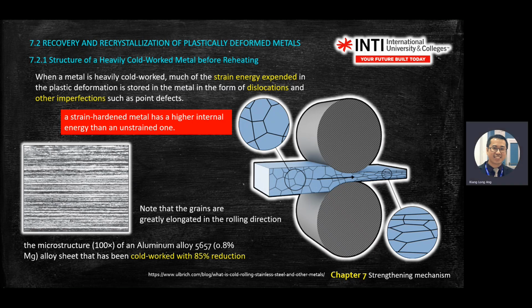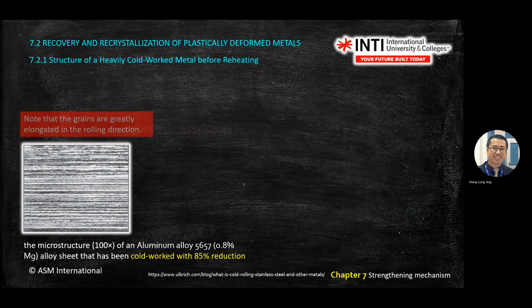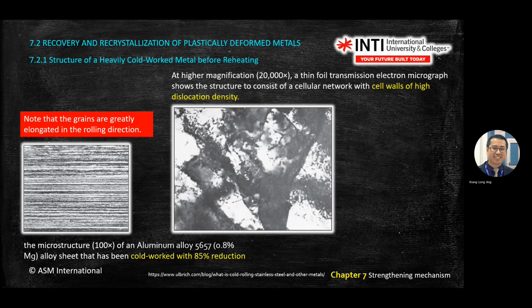This is a sample under the microscope, at 100 times magnification. You can see that this is cold work with 85% reduction. You see the grain is very flat. If you increase the magnification up to 20,000 times, meaning you look into one of the spots here, you will see the structure looks like this.